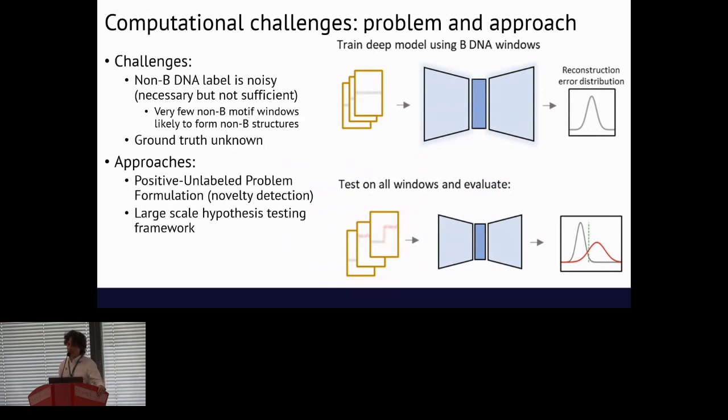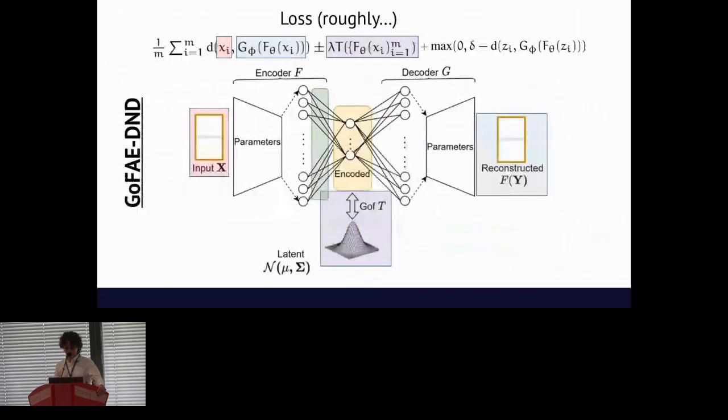So what we do instead is we formulate this as a positive unlabeled learning problem, and specifically a novelty detection problem. I'll show some examples of what novelty detection really means and how that differs from, say, regular anomaly detection. Also, because we don't have a ground truth, we're going to do something very similar to what you do in cisUTL analysis, where you have a lot of hypotheses. We're going to do a large-scale hypothesis testing framework, and then correct for multiple comparisons using Benjamini-Hochberg.